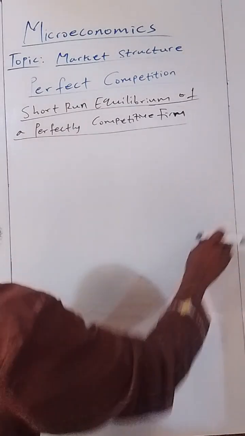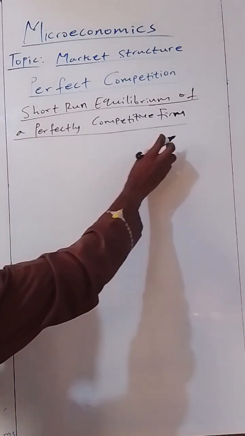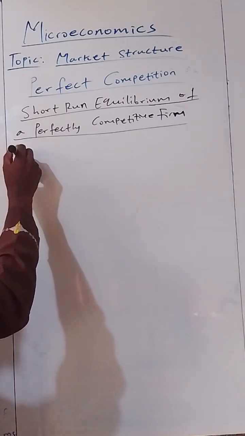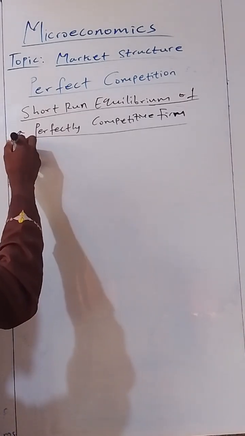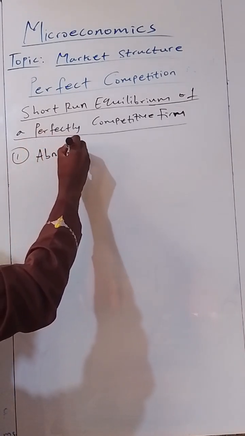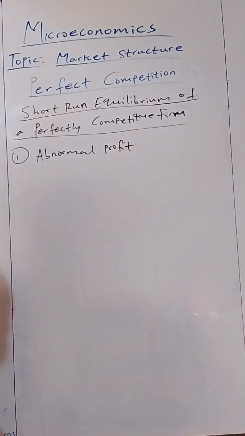So in the short run, there are four situations in which a perfectly competitive firm can find itself. The first situation is a situation whereby the firm is making abnormal profits. It's possible for this firm to make abnormal profit in the short run.